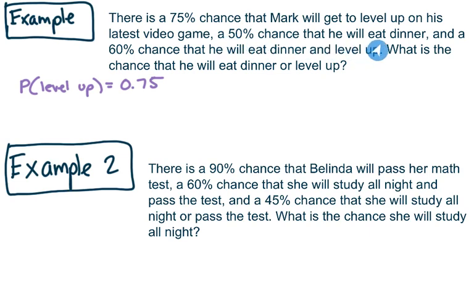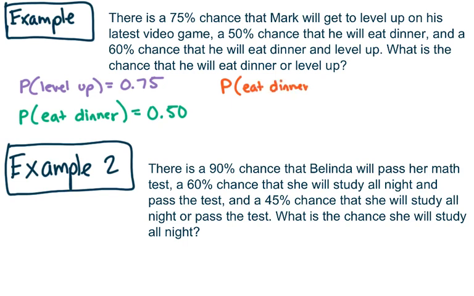A 50% chance that he will eat dinner. So the probability of eating dinner is 0.5. That's sad, I feel like it should be higher than 50%. Okay. And then a 60% chance that he will eat dinner and level up. So the probability of eat dinner and level up is equal to 0.60.